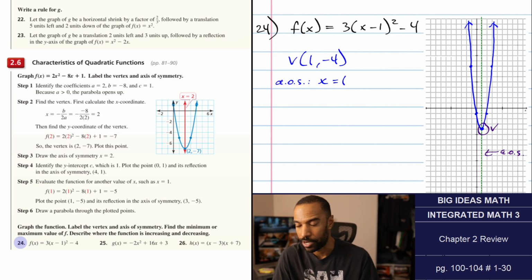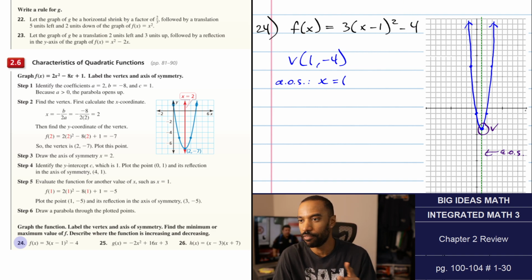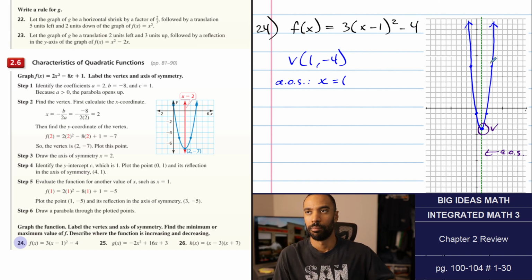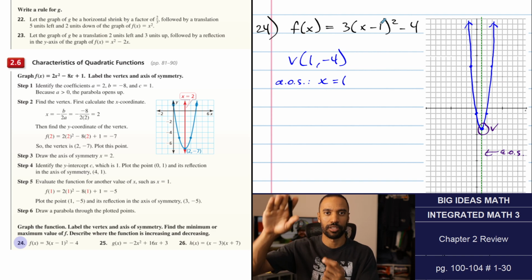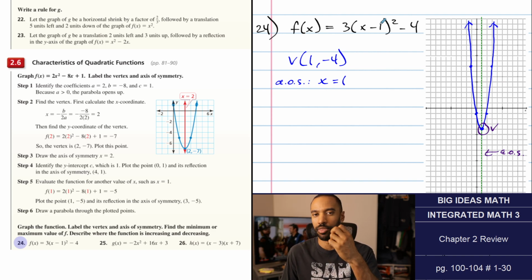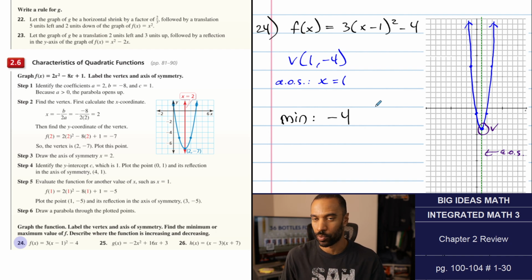They don't ask for domain and range, but they do ask for the minimum or maximum value of f. Now I could have answered this before I did the graph, knowing what the vertex was. Because this is a positive number, it will be upward facing, and because it's upward facing, the vertex is at a bottom. The bottom makes a minimum. So this has a minimum of its y value. The minimum is -4. They're asking what the y value is when it comes to minimum.